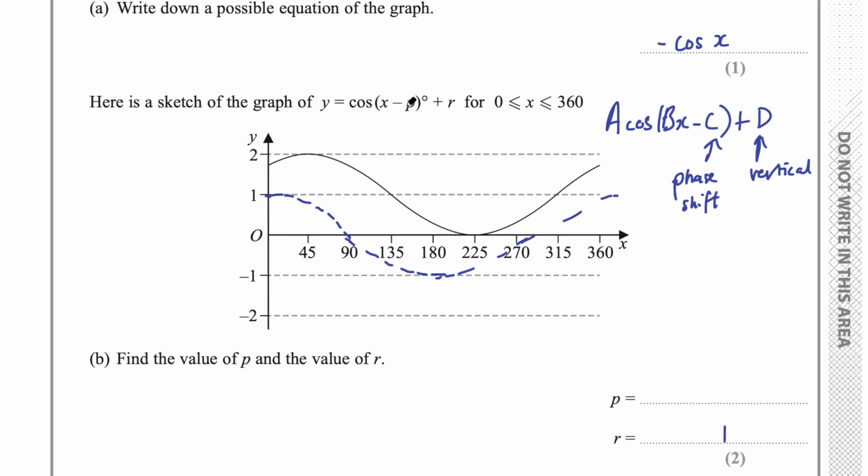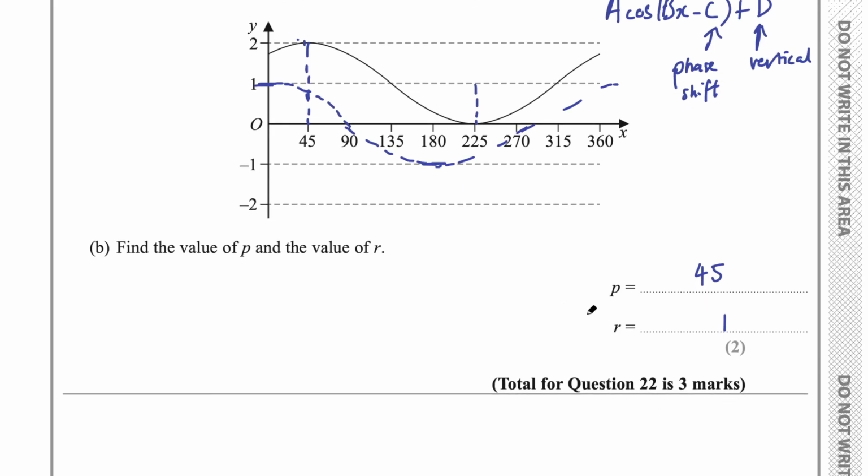The phase shift, or p here, we need to think, how has that been shifted at all? So on the normal cosine graph, the peak is at 0, 1 here. That's where the peak is, or at 180. In this graph they've drawn, the peak is at 45, it looks like, 45 degrees. The minimum is at 225. It looks like they've shifted the graph along 45 degrees. So 0 to 45 is 45, or 180 to 225 is 45. So p will be 45 degrees. And that was part B for 2 marks, and question 22 for 3 marks.